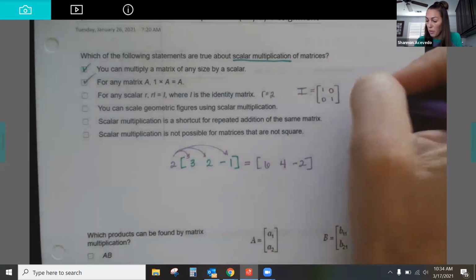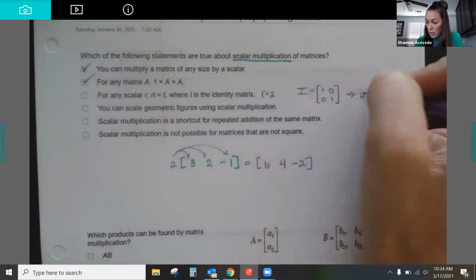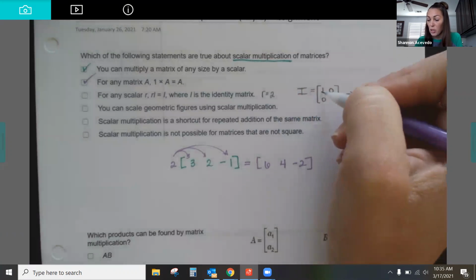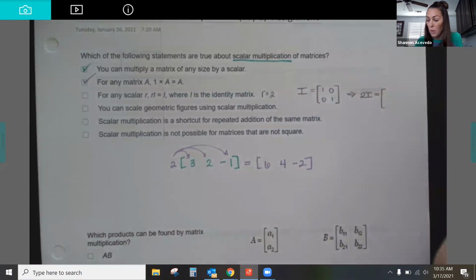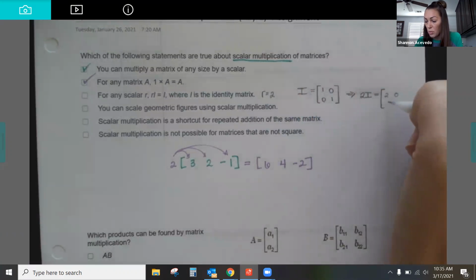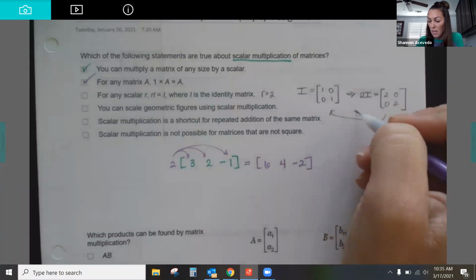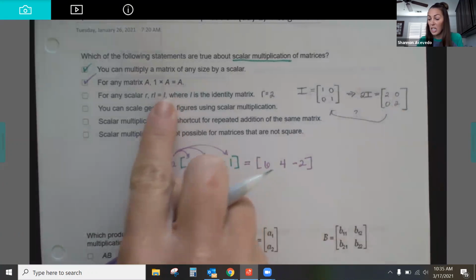So what if I do 2 times that identity matrix? Then I would have 2 times every one of these values. And when I do that, I would end up with 2, 0, 0, 2. Is that the same thing as just I? No. So this is not true.